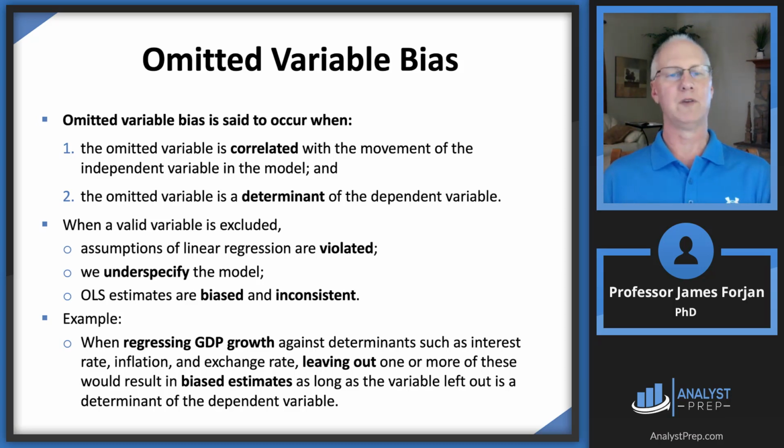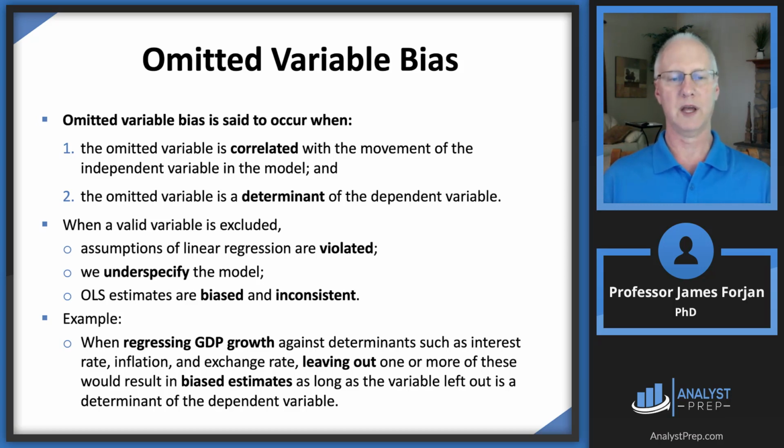All right, so what happens if we have omitted variables? There are violations of the linear regression assumptions. We underspecify the model. That should be self-explanatory. And then our estimates of the intercept term, which becomes less and less important when we have multiple regressions, but the slope coefficients are biased and inconsistent. Remember at the end of that last chapter, we talked about BLUE. Well, when there's omitted variable bias, there's none of that stuff.